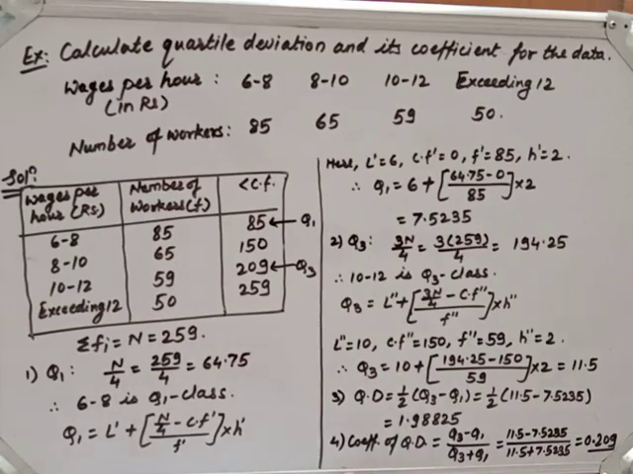So as such, for the continuous frequency distribution, we can easily determine the quartile deviation and the coefficient of quartile deviation. Fine. Now in the next video we will see the variance and the standard deviation. Also we will see the variance and standard deviation for a combined group.